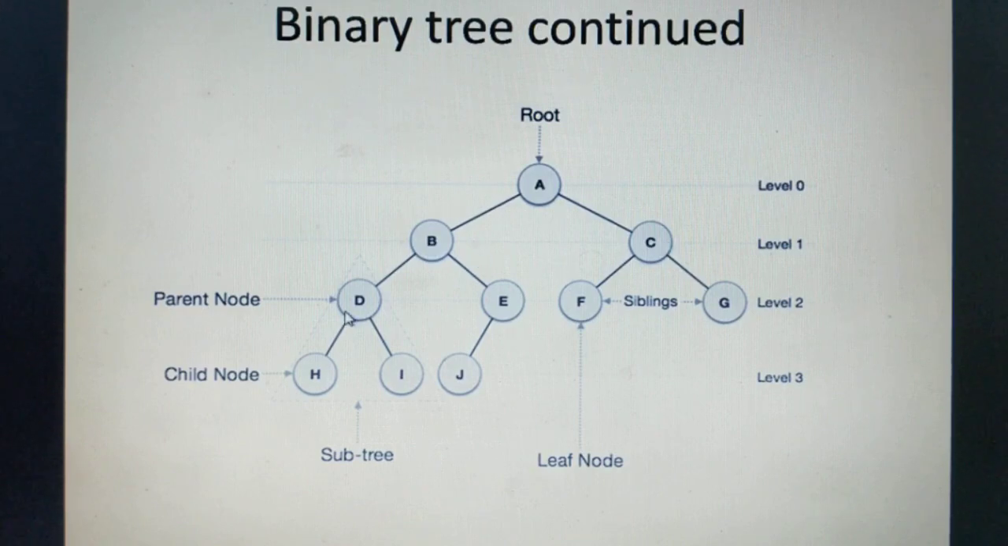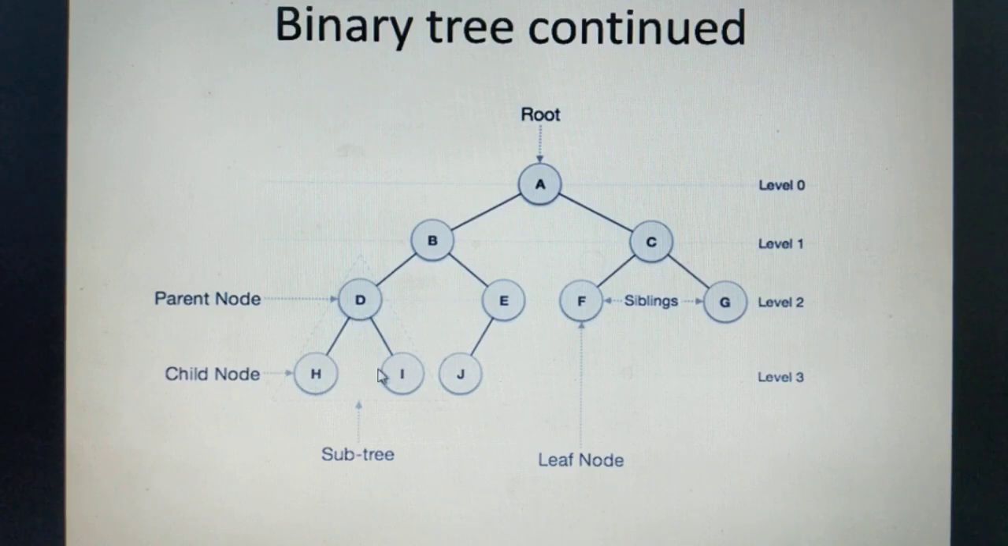B further has D and E. There's no one more split up. B also can have at most two children. At any point of time, the number of child nodes will be at most 2, that is, a maximum of 2. Here you see there's J; that's okay if there is no node, but it cannot have more than 2 nodes.